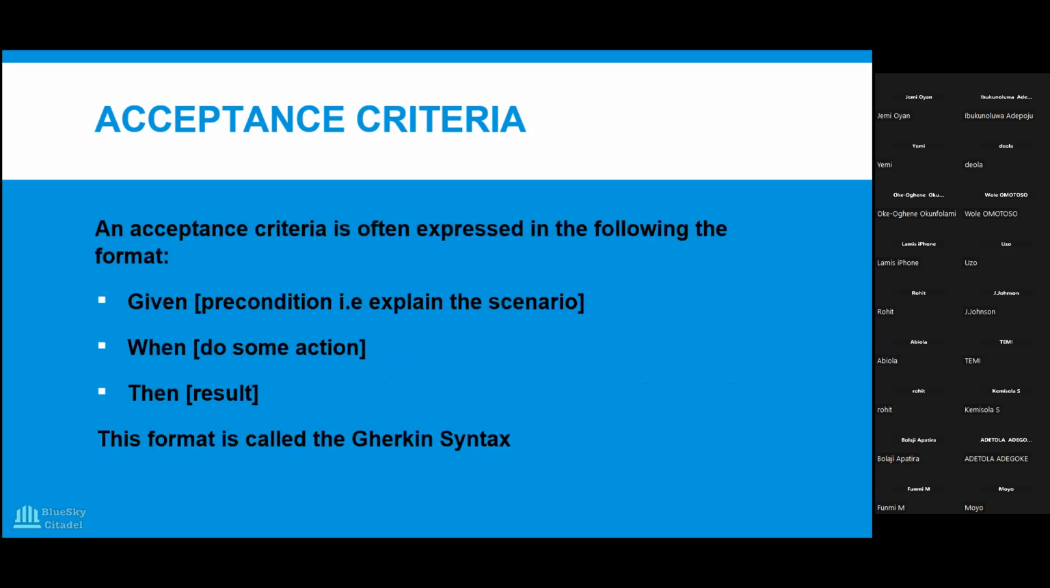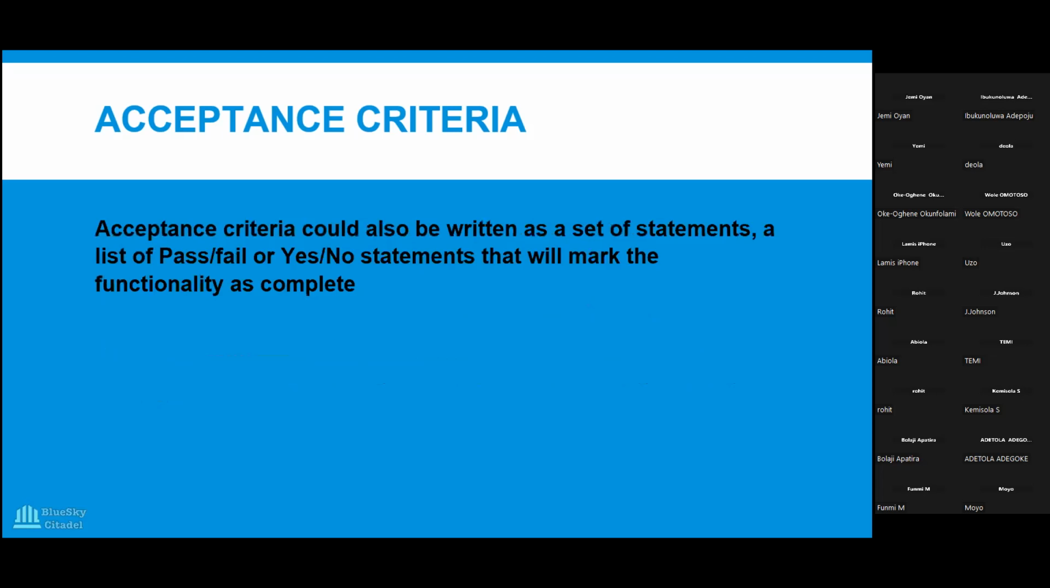Oh, I think I won't have a better one. Yeah, this is what I was looking for. Okay, yeah, this will help us. Acceptance criteria could also be written as a set of statements. A list of pass or fail or yes or no statements that will mark the functionality as complete. I think this is a very clear definition.